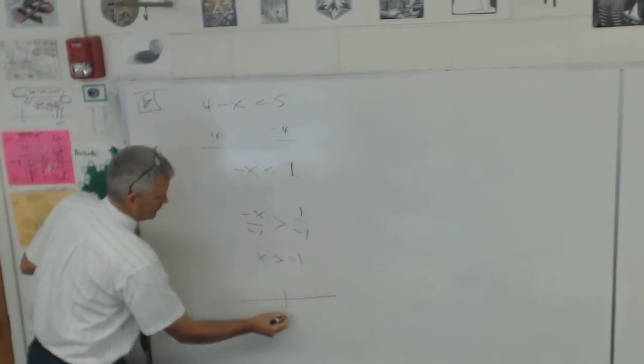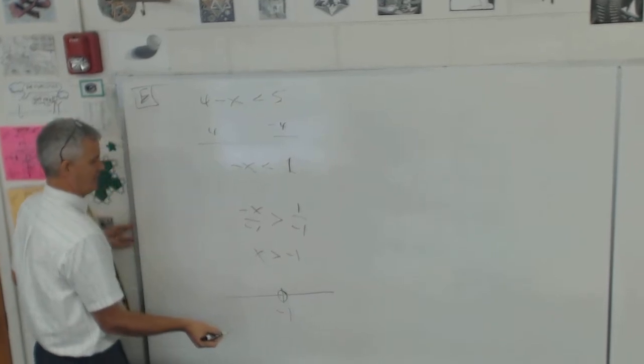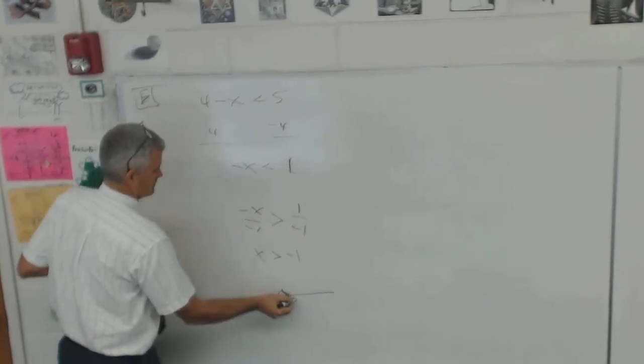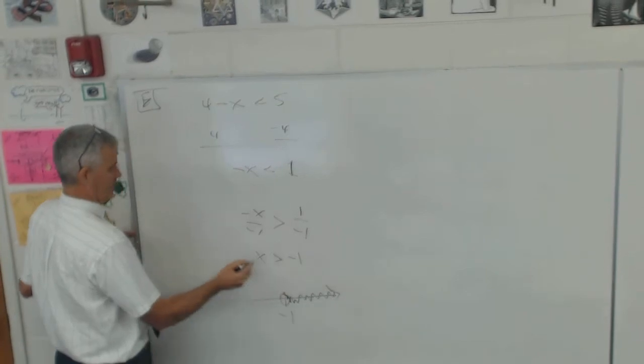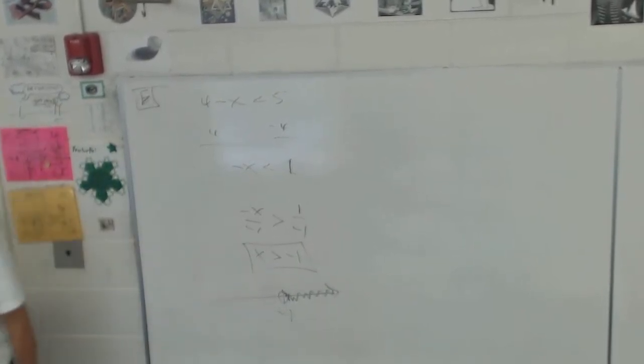And if we're going to graph it, negative 1 open or closed? Squiggle right or squiggle left? X is, oh, so it's the right. Go to the right. X is bigger than that. Awesome. Solve and graph. Good job.